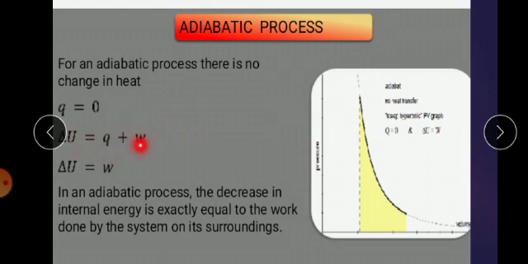According to the first law of thermodynamics, del U is equal to Q plus W. Del U is what? Internal energy. Q is what? Heat. W is what? Work. Here the Q is 0, isn't it? Q is 0 means del U is equal to 0 plus W, isn't it? So now automatically del U is equal to W. In this process, the decrease in internal energy is exactly equal to the work done by the system. When work is done by the system, automatically Q is equal to 0. That is why there is no change in heat.